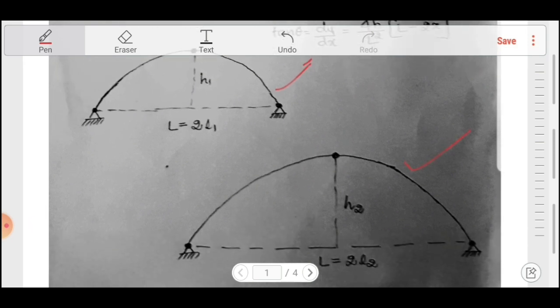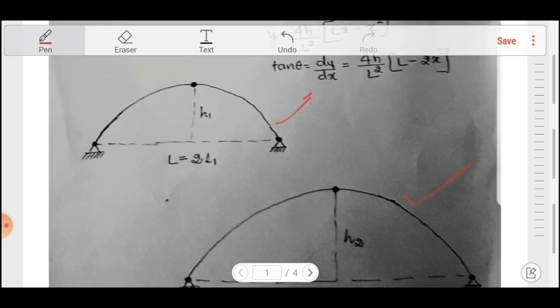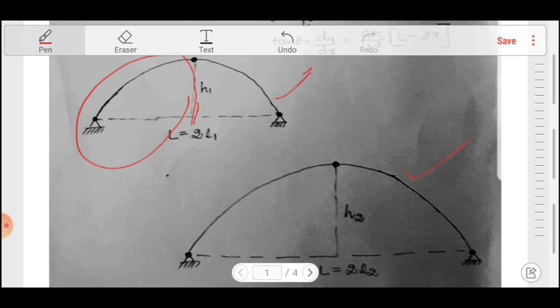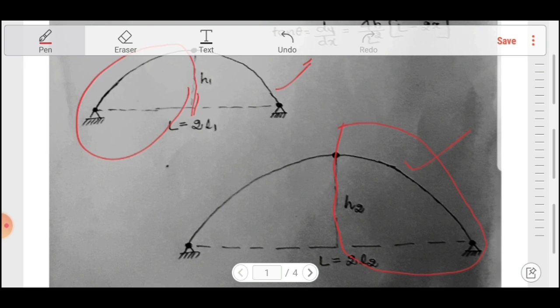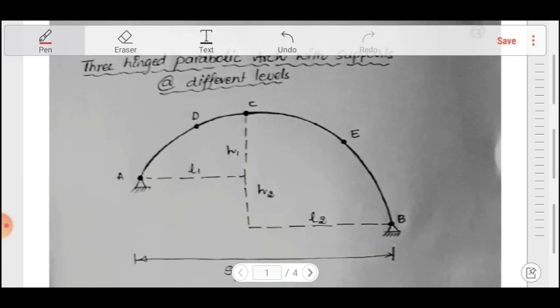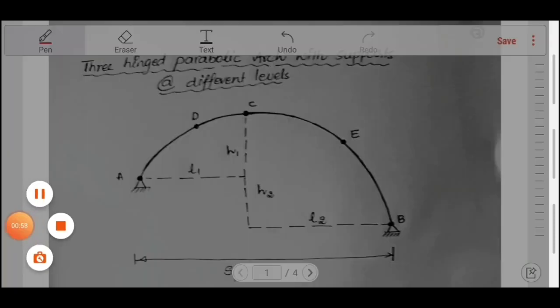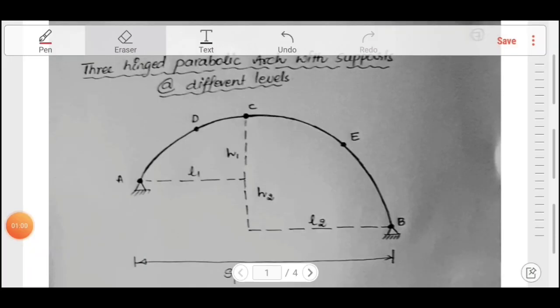So if I combine the left half of the smaller arch and the right half of the larger arch, that is nothing but the left portion of this arch and the right portion of this arch, if I combine it together, you'll get this particular arch. Okay, hence this arch is the combination of a smaller arch and a larger arch.